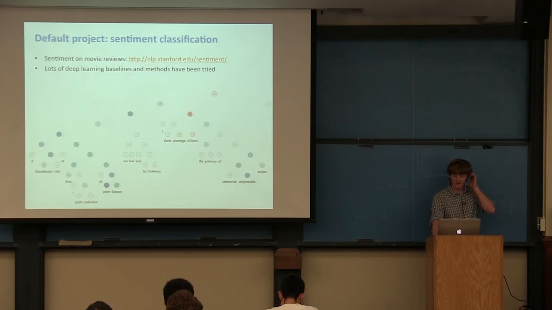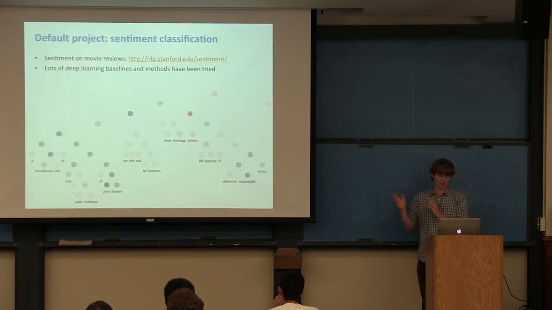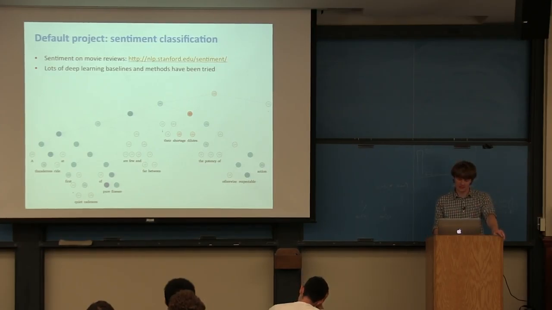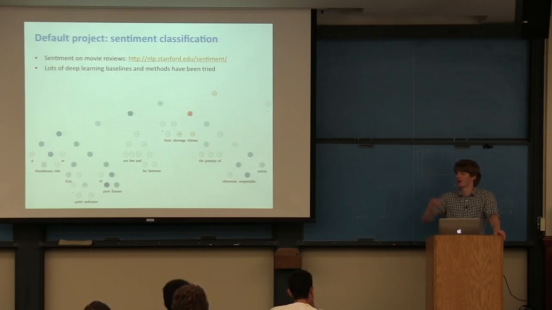So if you don't feel very adventurous at all, as somebody asked for a default class project, one that would make sense for this is sentiment classification. There's a nice data set that we collected here at Stanford, and there are lots of nice deep learning baselines already. So whatever performance you get, it'll be very clear how well your algorithm does on this data set. The data set's already split.